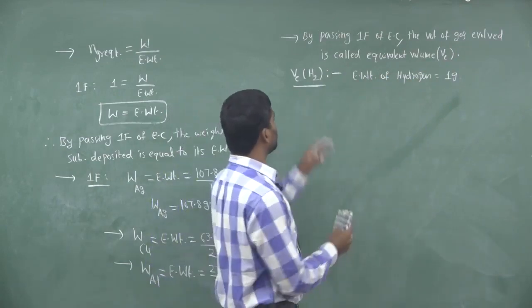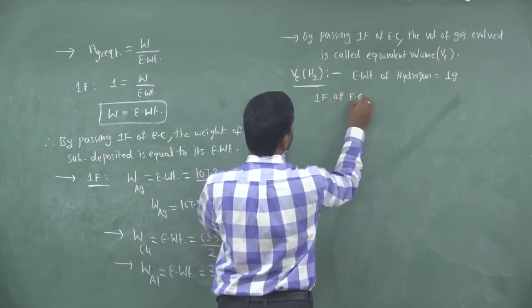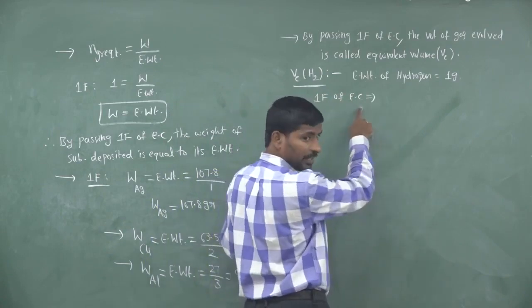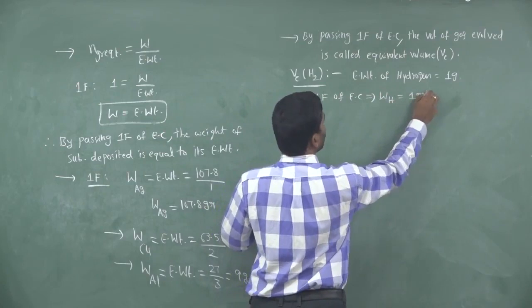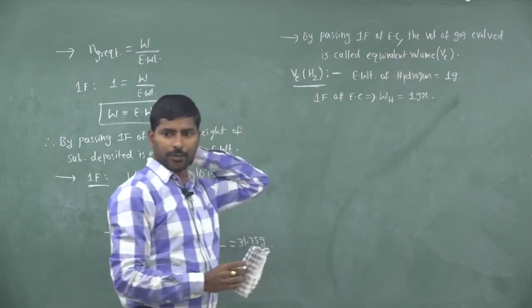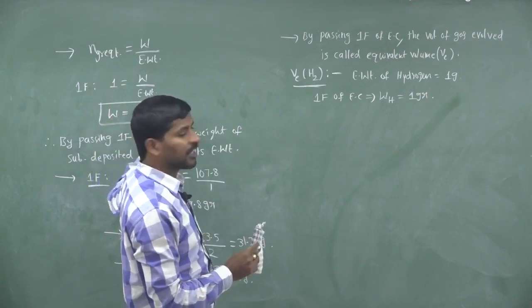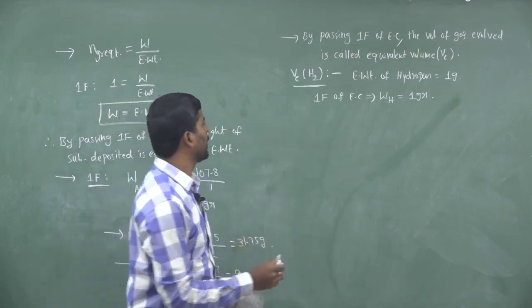So if you pass 1 Farad of electric current, what is the weight of hydrogen deposited? The weight of hydrogen deposited is 1 gram. The weight of hydrogen deposited is nothing but its equivalent weight. The equivalent weight of hydrogen is 1 by 1, 1 only.